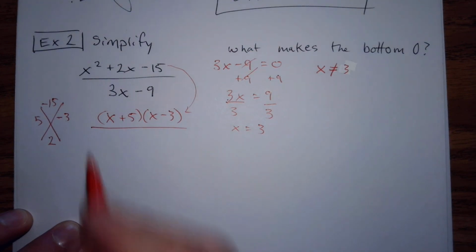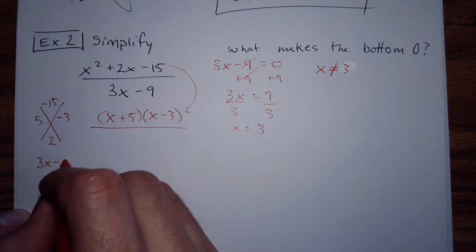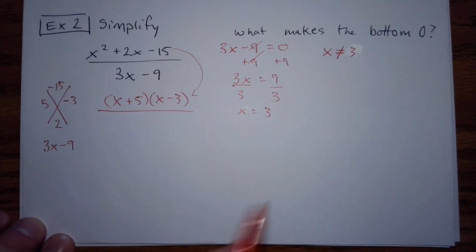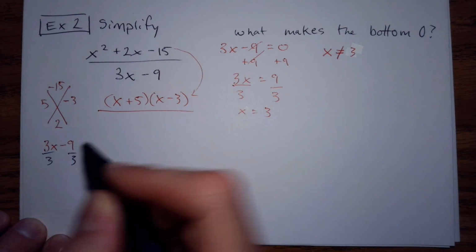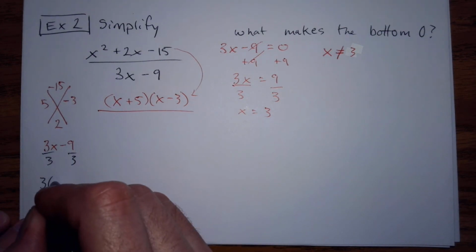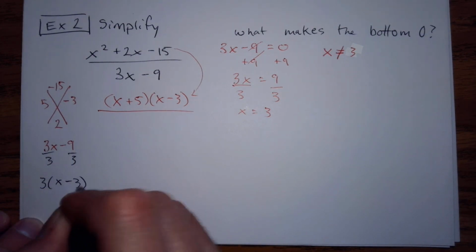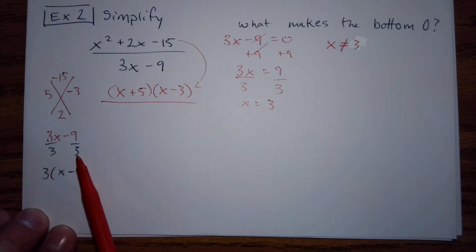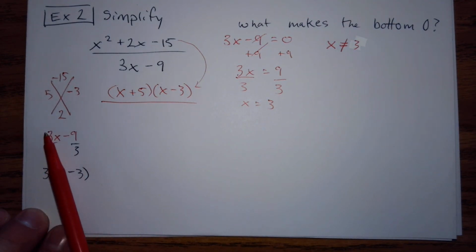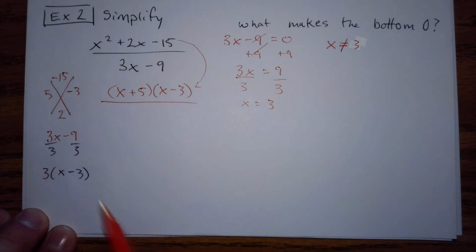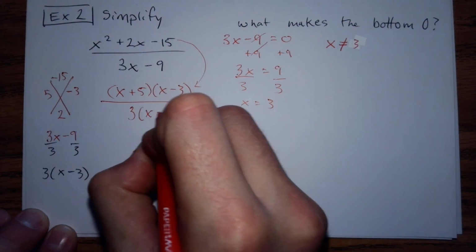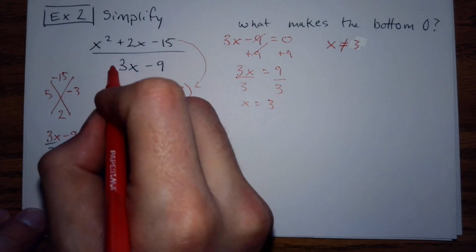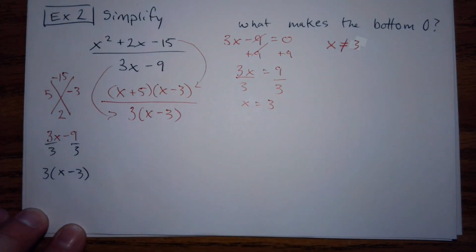And then in the bottom, 3x minus 9, I would factor this by dividing by 3. You could also do this in your head. Whatever you divide by goes on the outside. We get an x, we get a minus 3. So, we have this. That's the bottom.